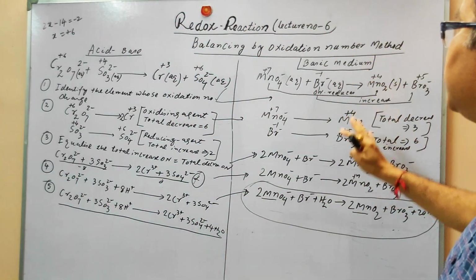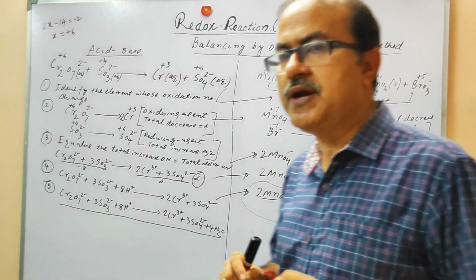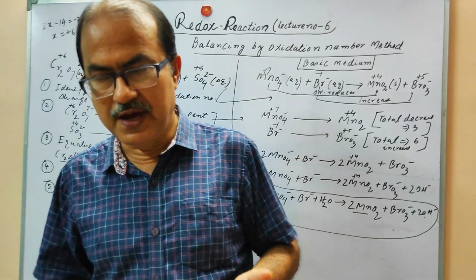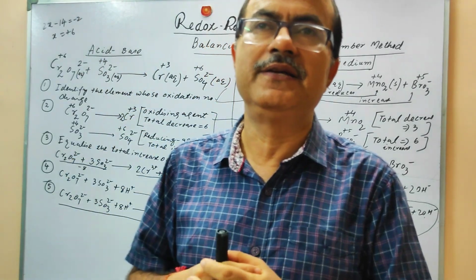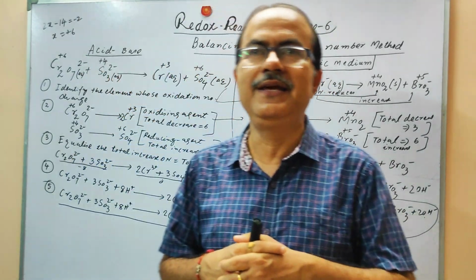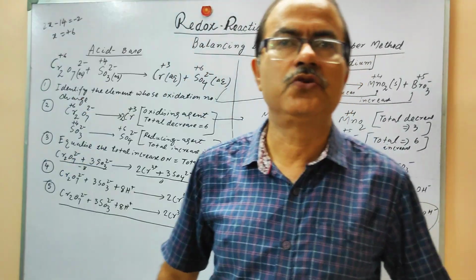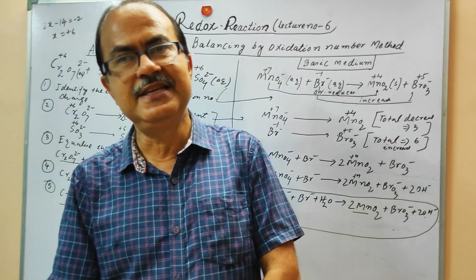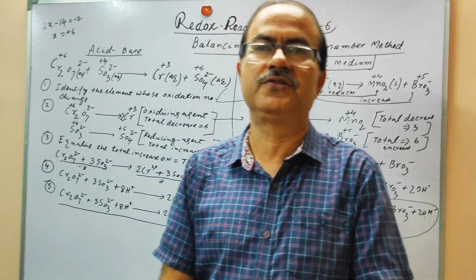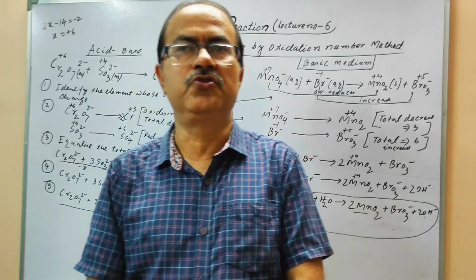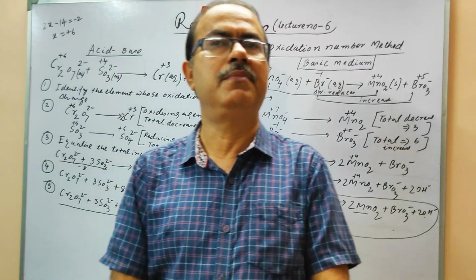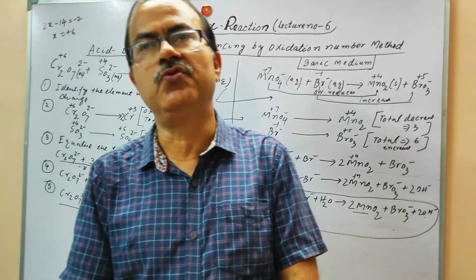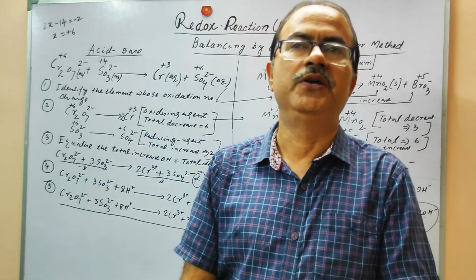So balancing by the oxidation number method, which we have discussed, you can practice with other examples from your textbook or other books, and it will give you much more clarity and confidence. That is all for today's lecture. In this lecture we have discussed the balancing of chemical equations regarding the redox process by the oxidation number method. In the next lecture, we are going to discuss another method, the half reaction method.